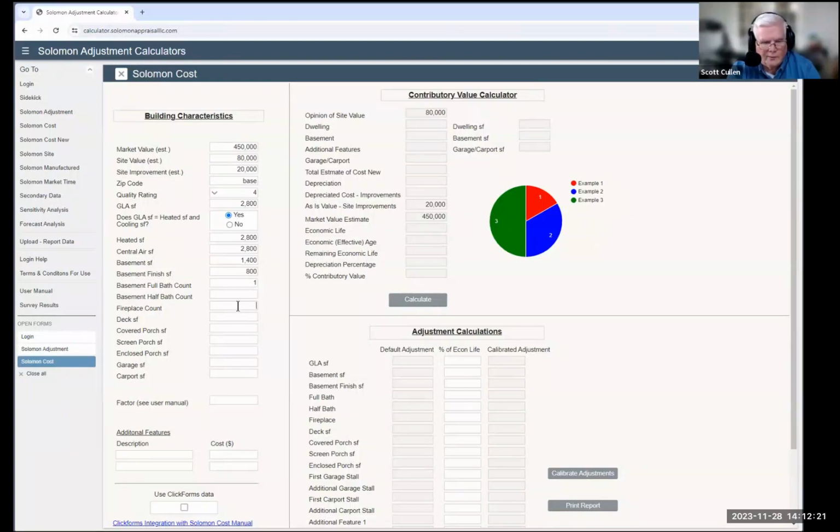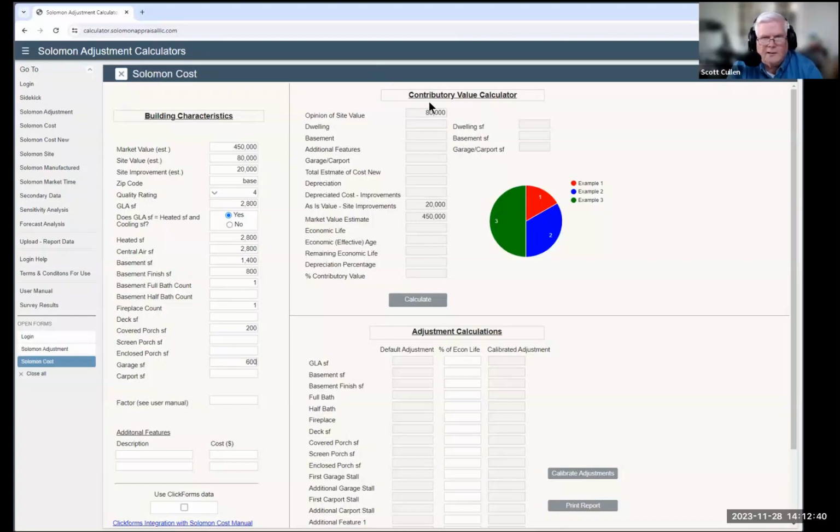And let's say we have one fireplace and a deck, 200 square feet. Wait a minute, covered porch. And a 600 square foot garage. So that's all you need to do the cost approach.